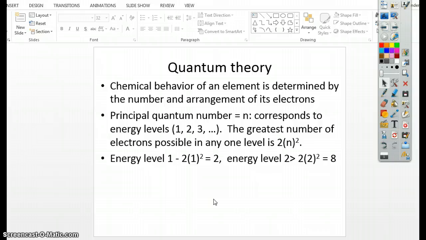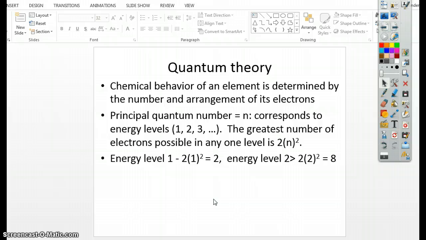The principal quantum number is n. n corresponds to the energy level. So energy level 1, 2, 3, or 4. The greatest number of electrons possible in any one energy level is 2n squared. So if we had principal quantum number 1, or energy level 1, we'd put the 1 where the n is sitting. 1 times 1 is 1, times 2 is 2.